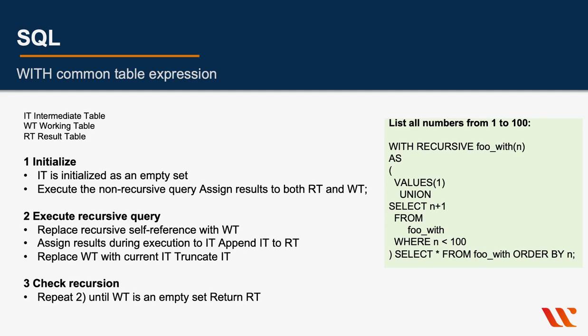So this is the values union select n plus 1 from for width and where n is less than 100. And finally, you check the recursion. So you repeat the second part multiple times, in this case 100 times, until the working table is an empty set, and you finally return the results table.